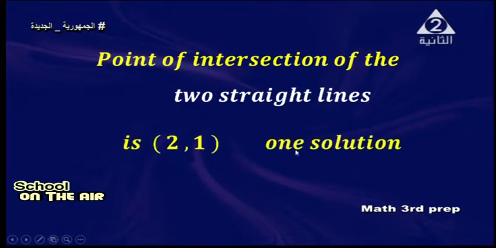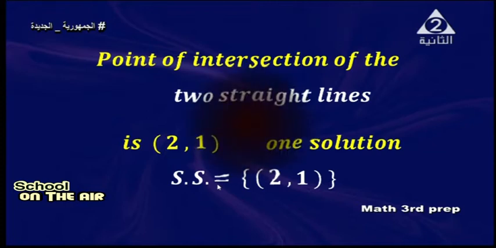Notice that here there is just one solution. The intersection between the two straight lines is one point, so one solution. The solution set is in braces, between them our pair 2 and 1.